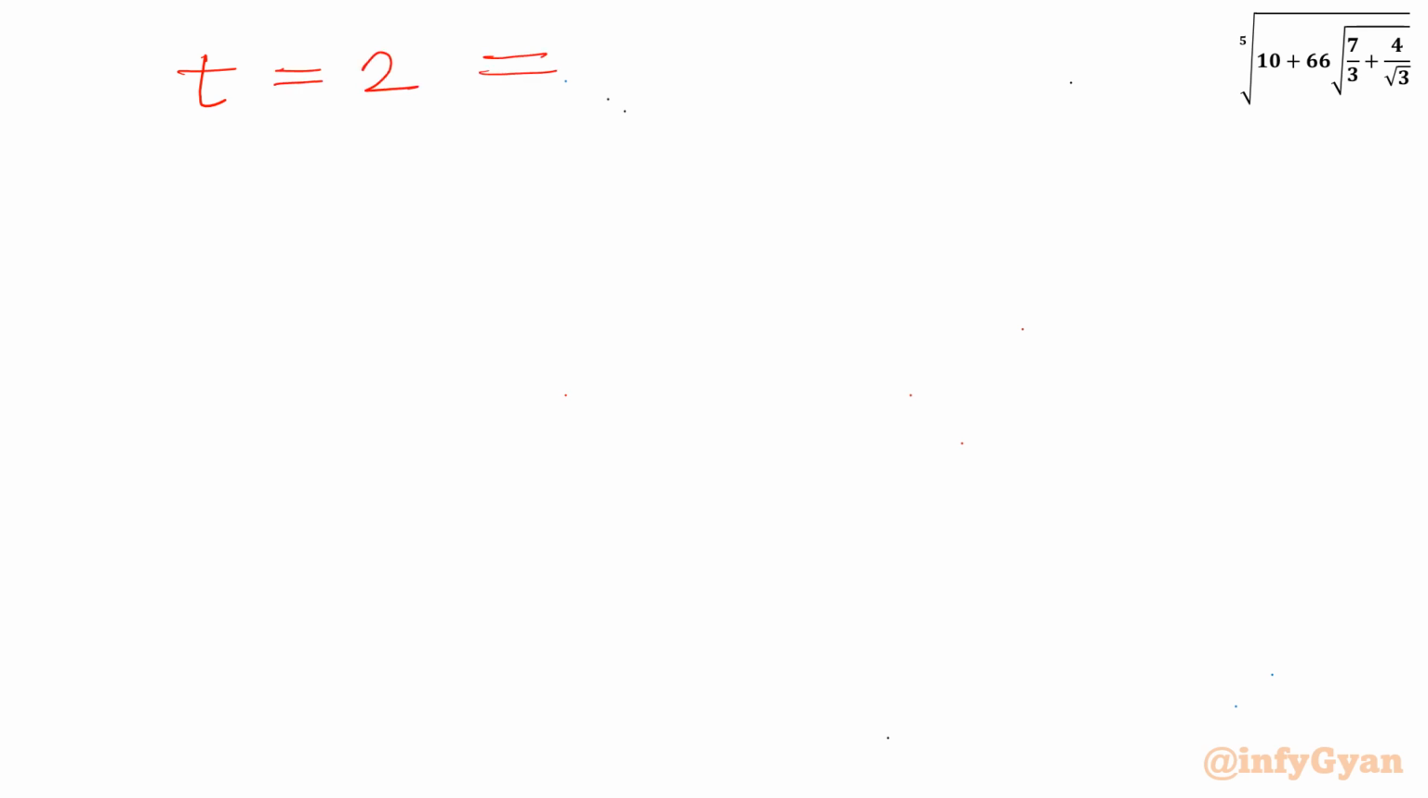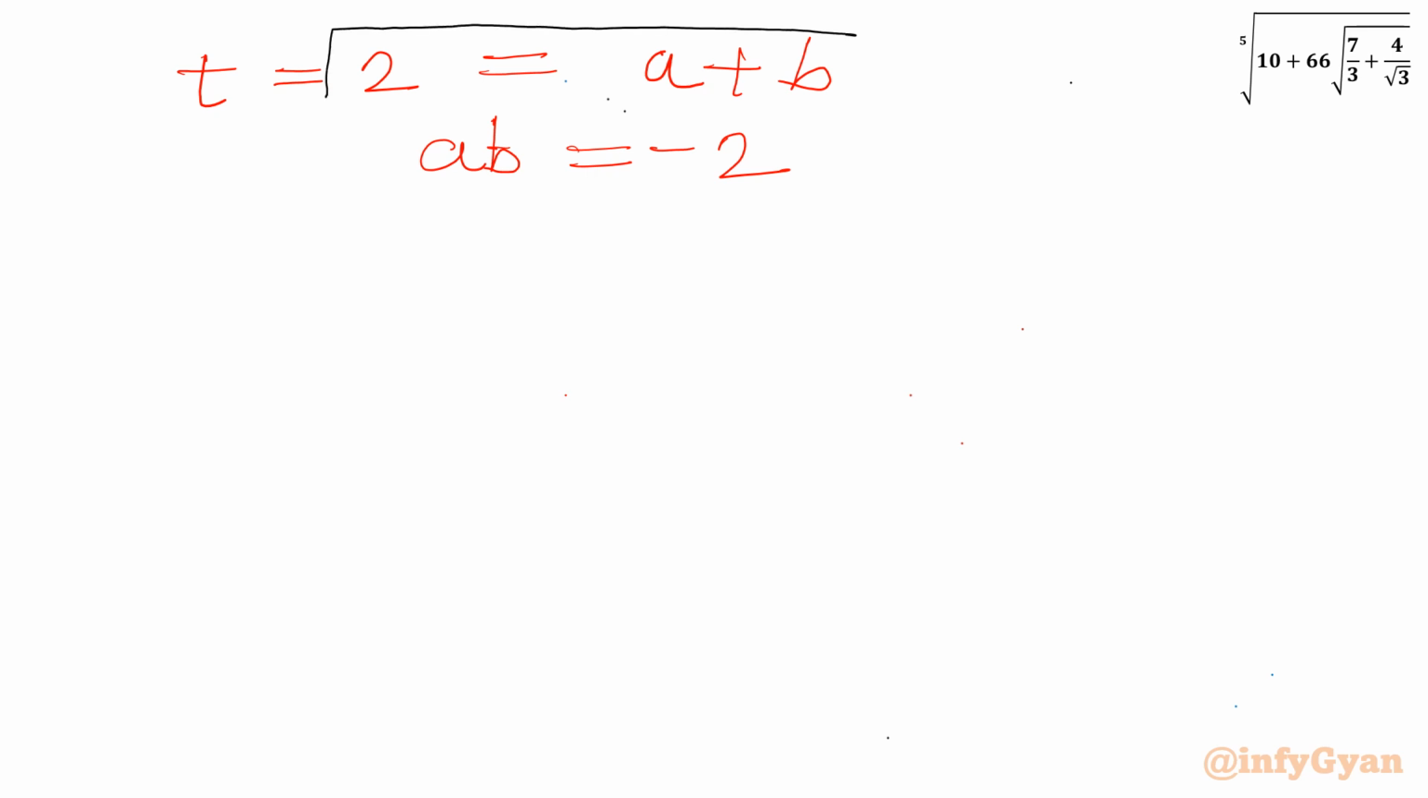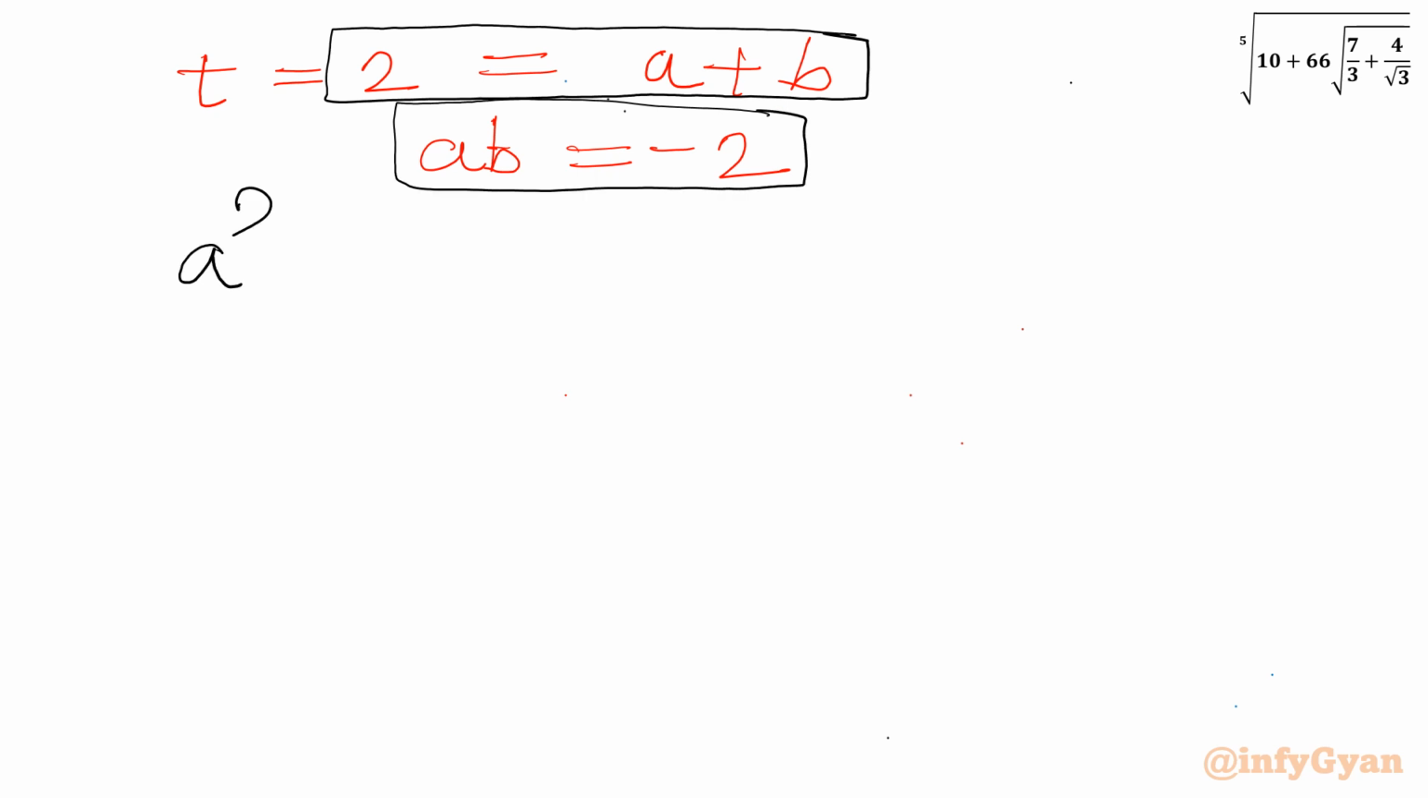t was our substitution. It was a plus b. Now our second equation was ab equal to negative 2. So we can think about one quadratic equation whose roots are a and b. Then this equation is the sum of roots, and this equation is the product of roots. So we can write the quadratic equation as a square minus the sum of roots, which is 2 here, times a, plus the product of roots, it is minus 2, equal to 0. This is one quadratic equation.